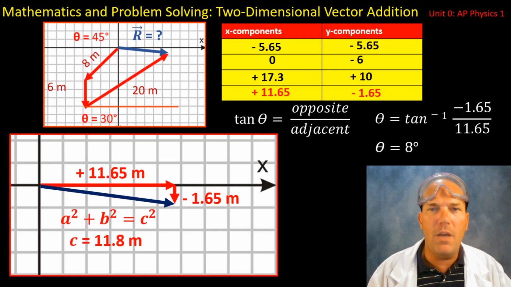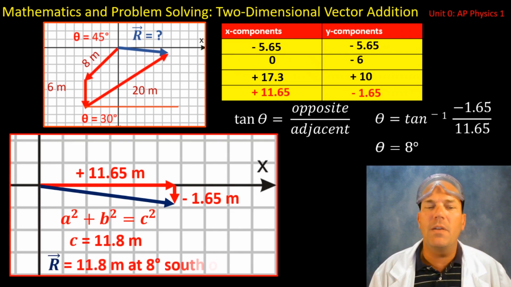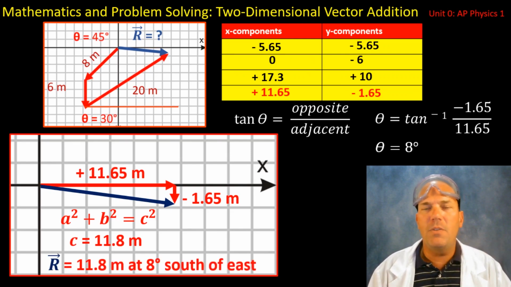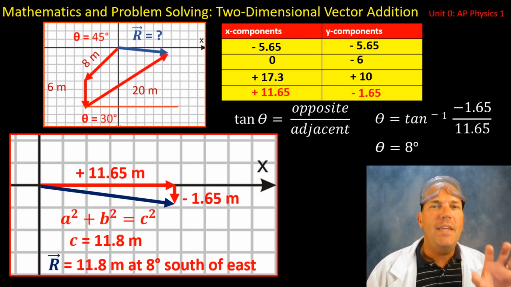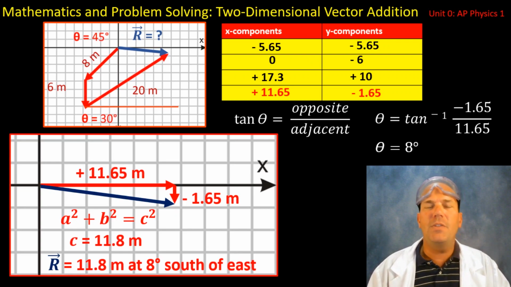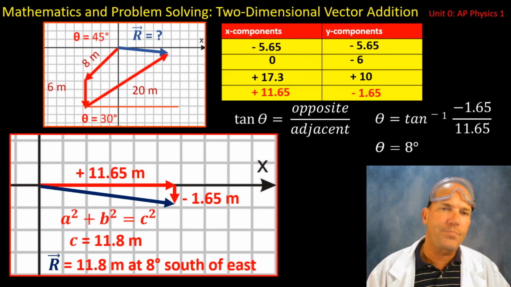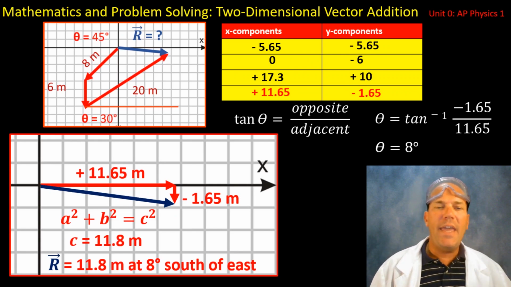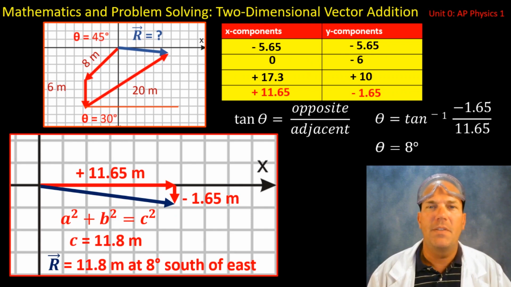So now what do we know? We know our angle theta. We know the magnitude of our resultant vector. So now all we need to do is use our cardinal directions, and we can finally give an answer to this question for the resultant vector to be 11.8 meters at 8 degrees south of east.